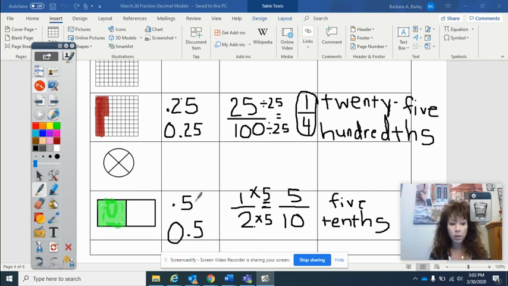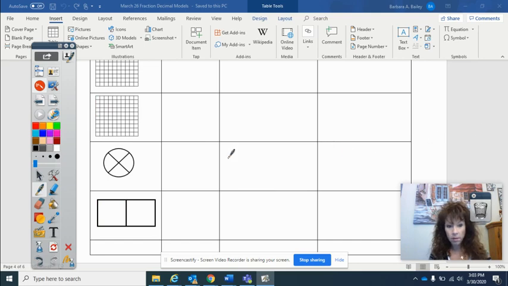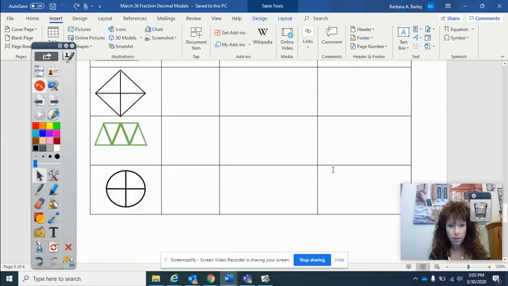Sure. So what I'm going to do is I'm going to erase this, and I'm going to scroll down a little bit to the next 4 pictures or models. Here. There we go. Okay.